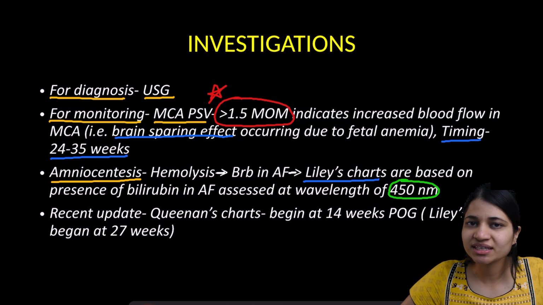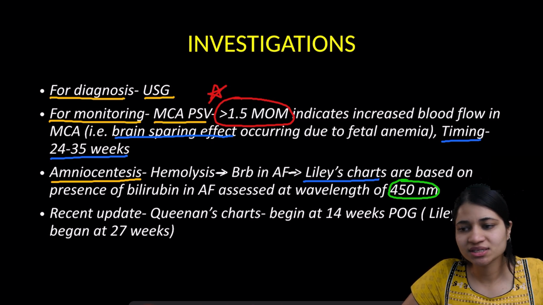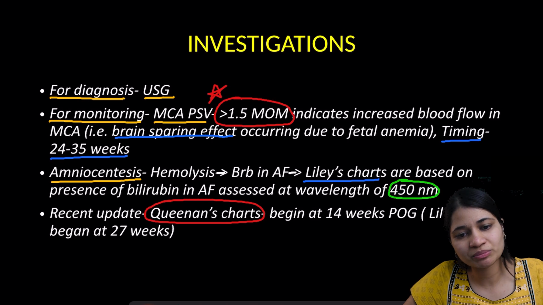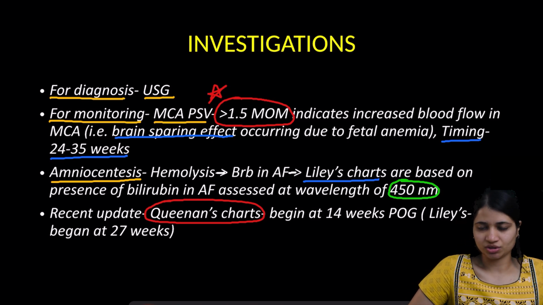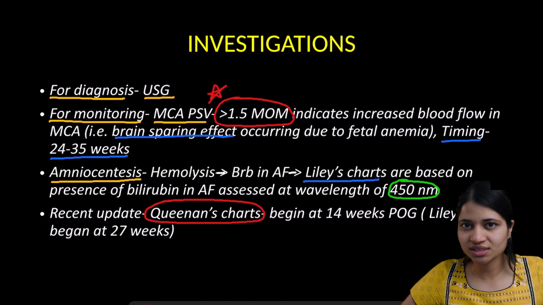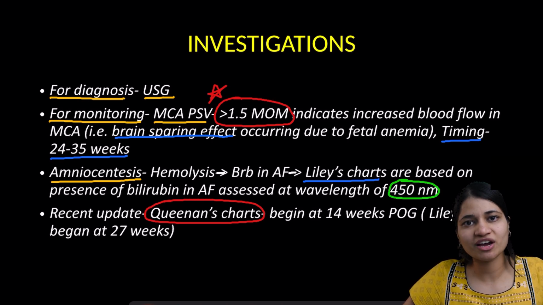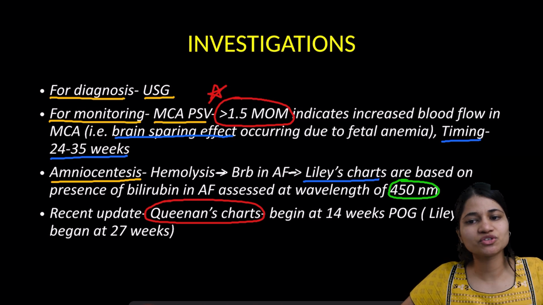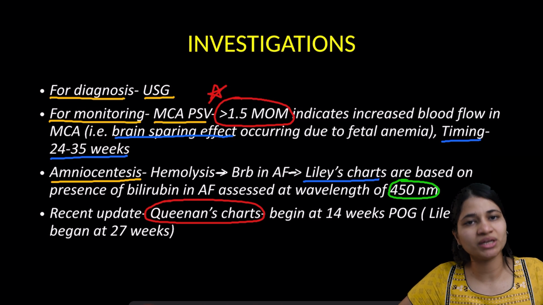Now we have a recent update which is known as Queenan's charts. These Queenan's charts begin at 14 weeks period of gestation as opposed to Liley's charts which began at 27 weeks period of gestation. Let's revise the investigations. For diagnosis we have USG. For monitoring we have middle cerebral artery peak systolic velocity more than 1.5 multiples of median indicating fetal anemia, and thirdly we have amniocentesis.